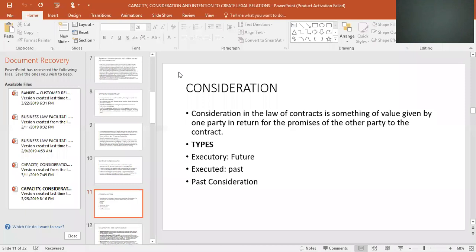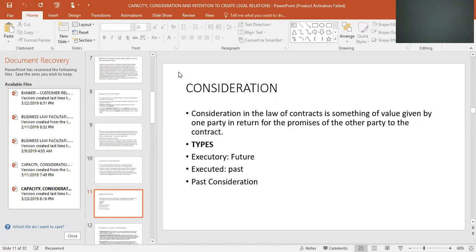And with the types, we have what we call the executory consideration, we have the executed consideration, and then we have past consideration. You see that the executory consideration we say is a future consideration. The executed is a past consideration. And we also have another consideration called past consideration. So in most cases, students confuse the executed with past consideration. But this evening, we will make the difference between the two of them very clear.